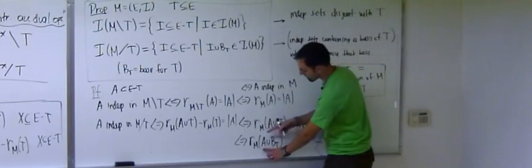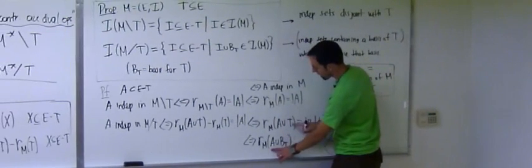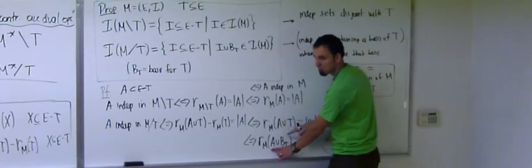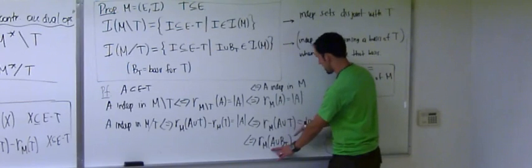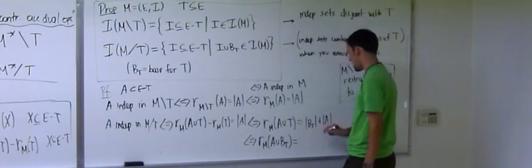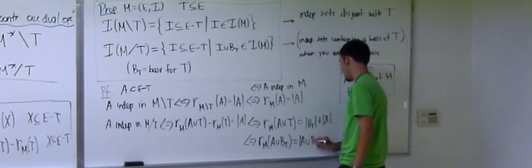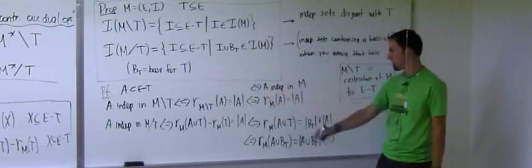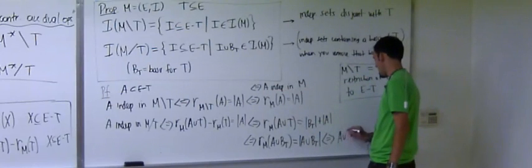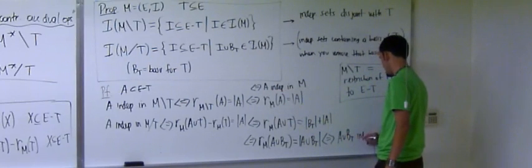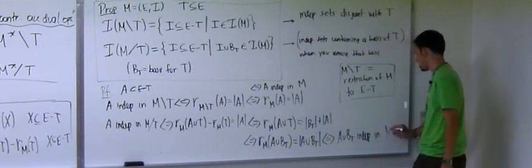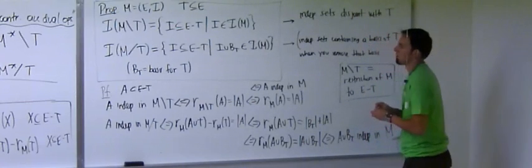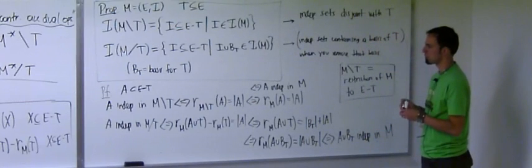Because this guy has a certain rank, and all the other things that you add in T are already spanned by B sub T, so they're not going to increase the rank. So these two guys have the same rank, and this is A union B sub T. So, in other words, A is independent in the contraction if and only if A union B sub T is independent in the matroid. So there's the proof. Okay.